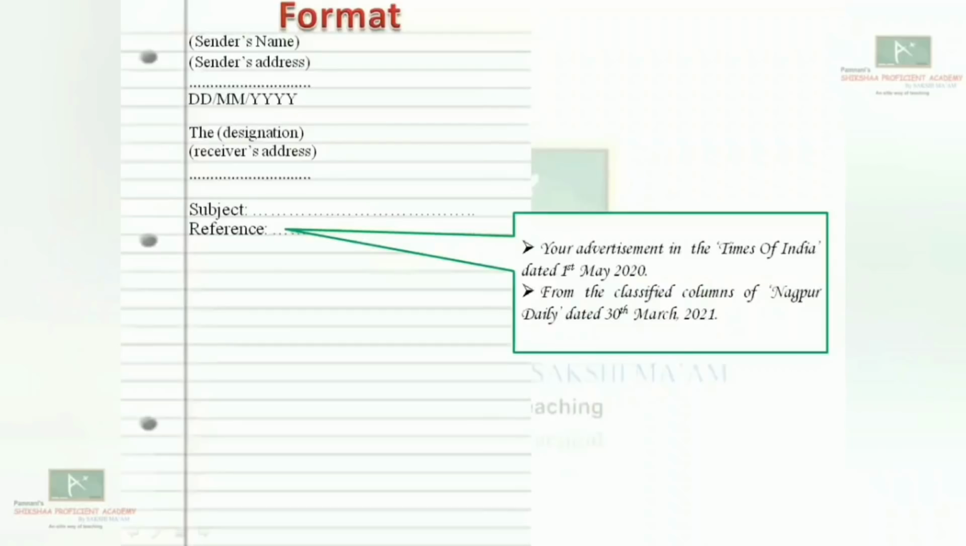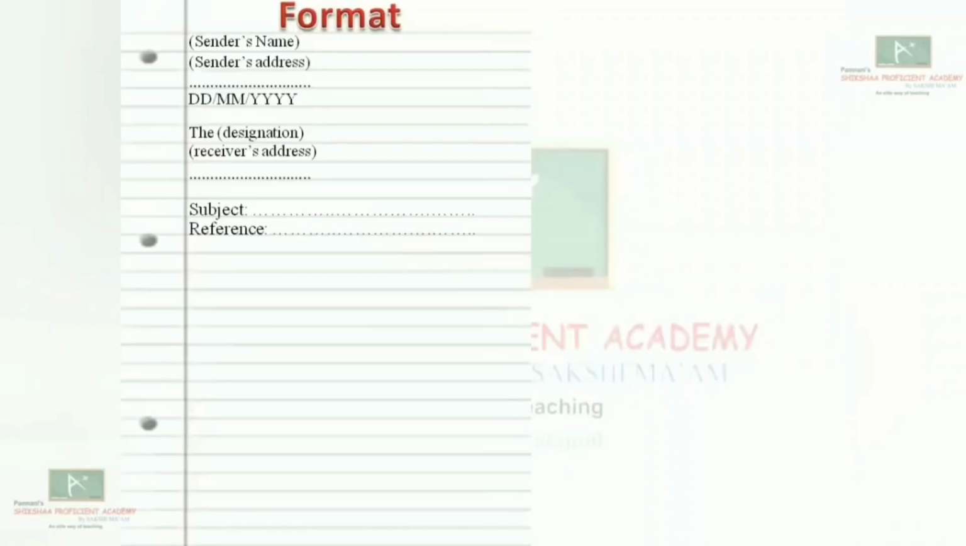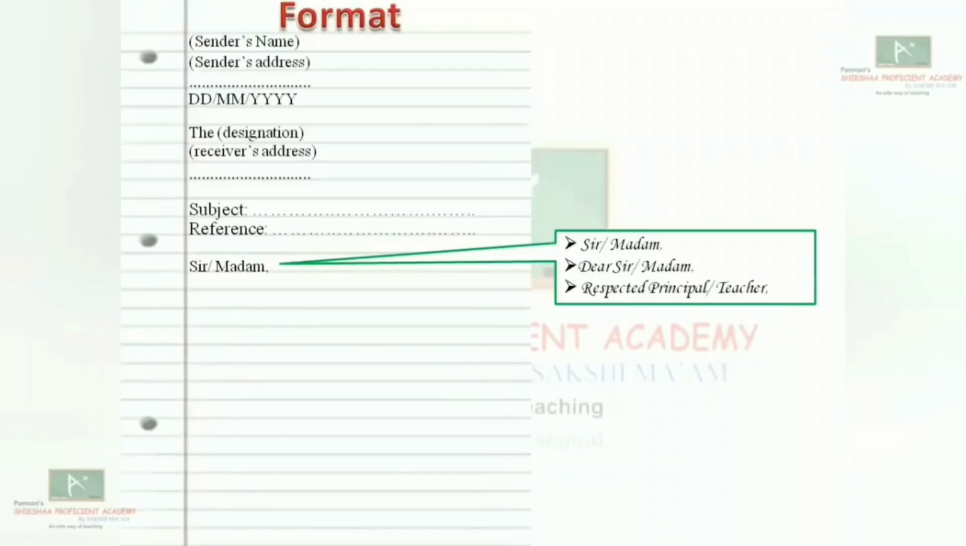Now you leave one line and then write the salutation. Sir and Madam: we write it when you are writing a complaint letter or you are addressing an editor. We write Dear Sir or Dear Madam when we want to seek permission. We write Respected Principal or Respected Teacher when you are addressing your school teacher or your school or college principal. Insert a comma after the salutation. Then begin from the next line.